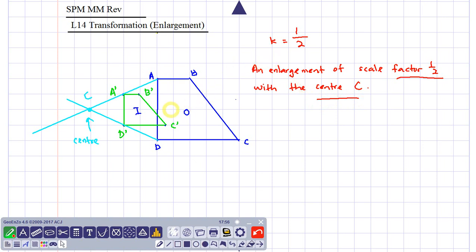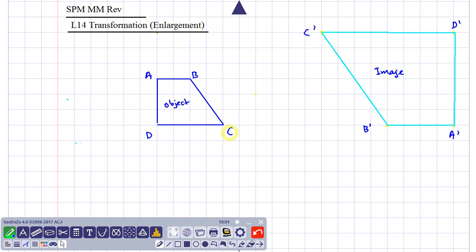Okay, for this one, you will notice that the image and object are on one side and the center is on another side. So for this type of enlargement, the scale factor will be positive. So let me give you another type of enlargement. Let's look at this example.